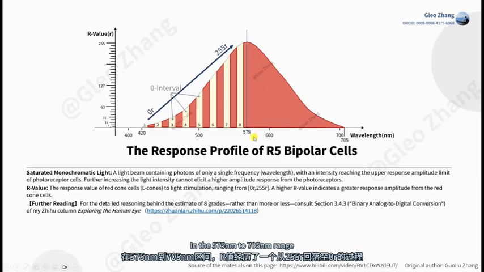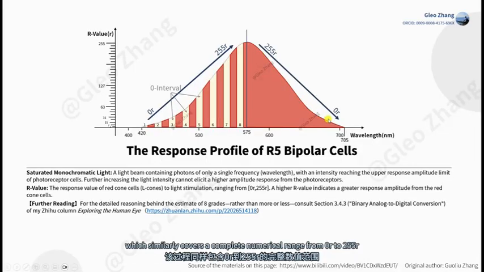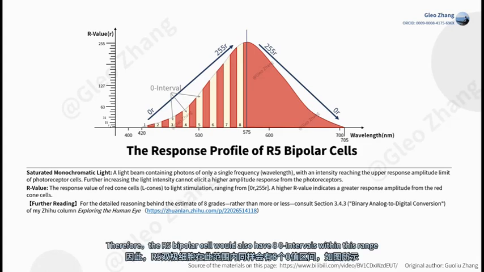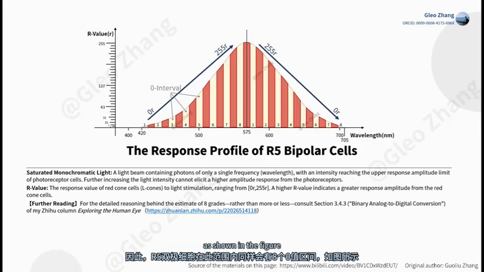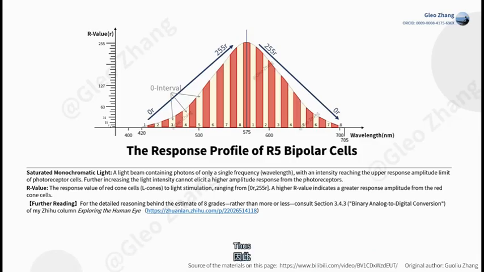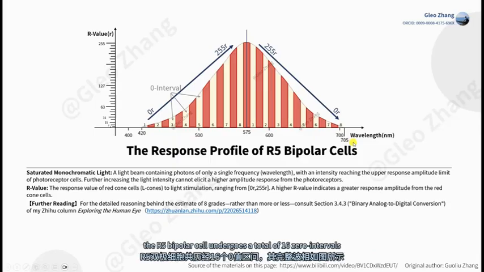In the 575 nm to 705 nm range, the R value undergoes a process of declining from 255R back to 0R, which similarly covers the complete numerical range from 0R to 255R. Therefore, the R5 bipolar cell will also have 8 zero intervals within this range, as shown in the figure. Thus, across the 420 nm to 705 nm wavelength range, the R5 bipolar cell undergoes a total of 16 zero intervals, with its complete spectral response profile displayed in this figure.